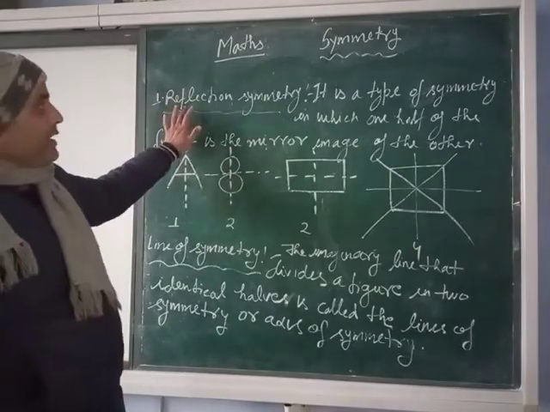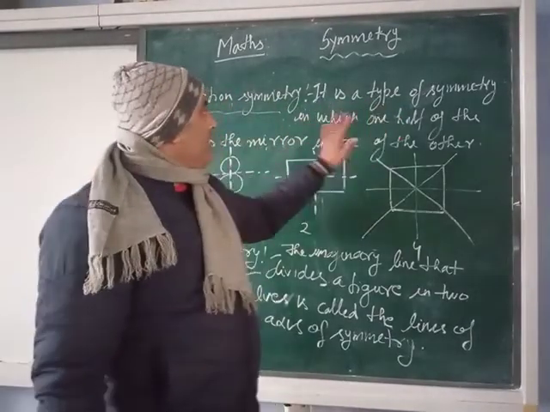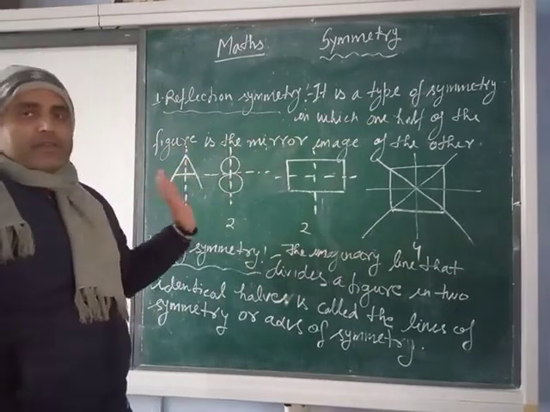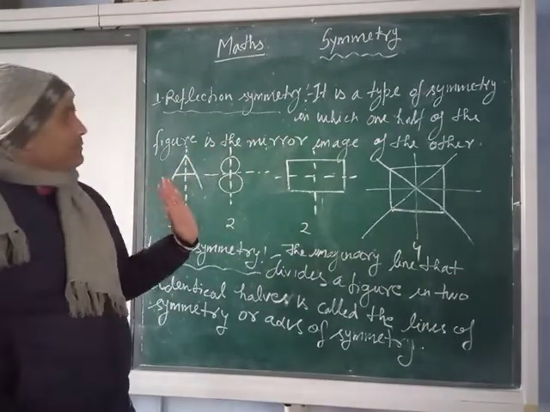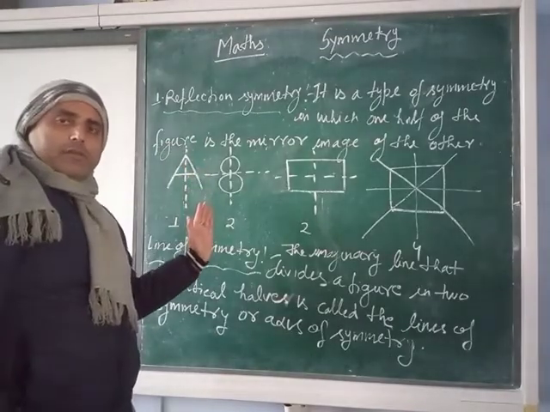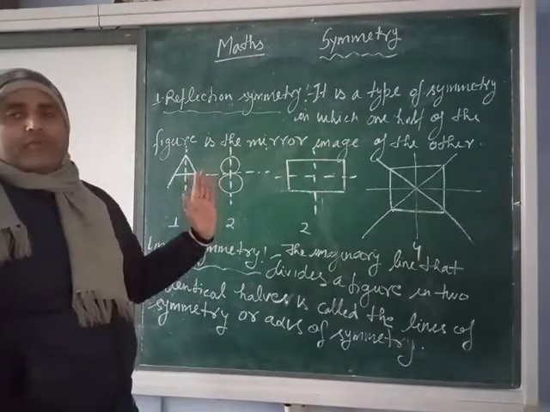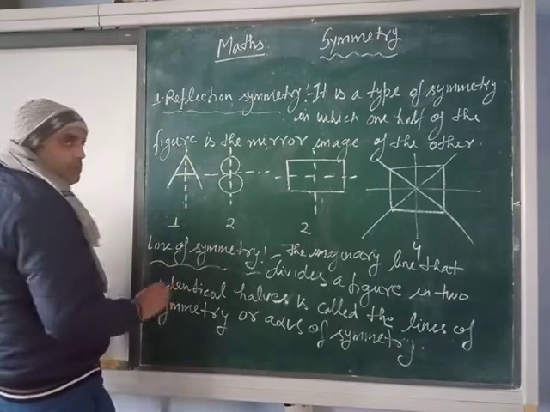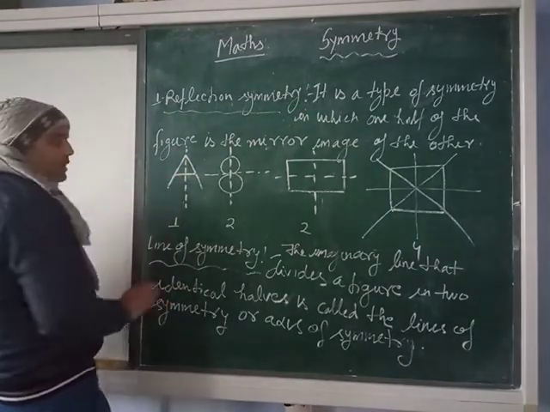First, what is reflexive symmetry? It is a type of symmetry in which one half of the figure is the mirror image of the other. It means that in reflexive symmetry, one part is the same as the other. So this portion is the same as this one. This is known as the mirror image.